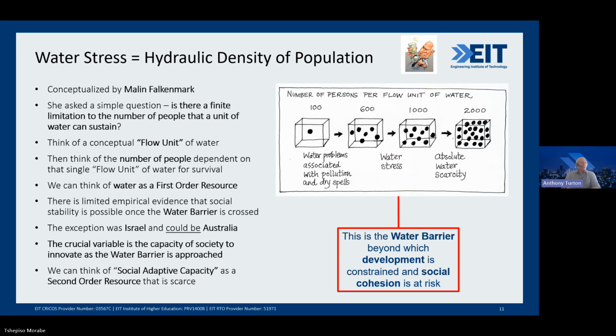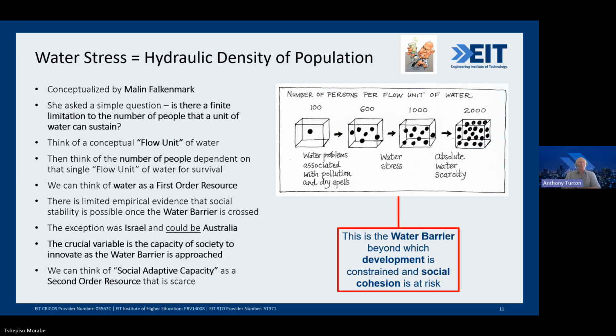The critical variable is the capacity of society to innovate as the water barrier is approached. And when I'm talking to EIT now, we're talking about trying to develop concepts and tools to help engineers to start understanding what happens when we approach that water barrier, so that we can continue to provide solutions beyond the water barrier. And this is where we get into a thing called social adaptive capacity: the capacity of a society to adapt to fundamental changes in their water availability. This is a second order resource of great value.